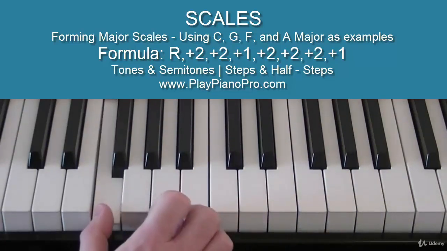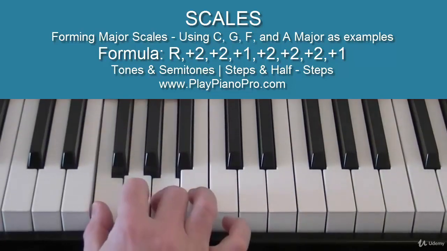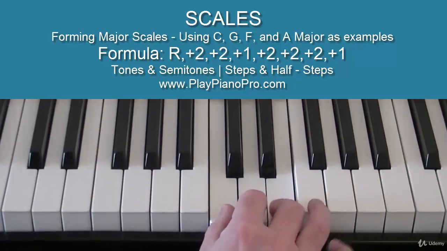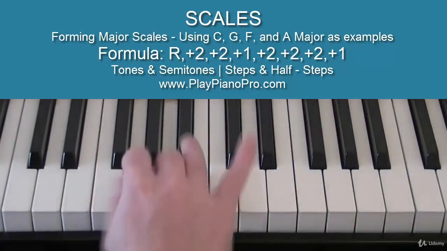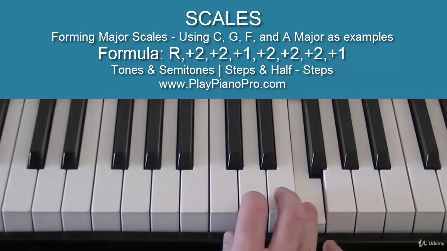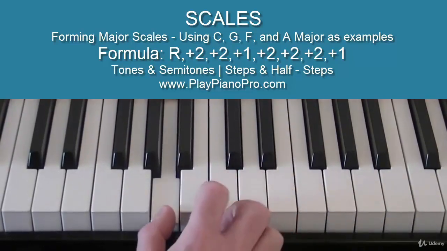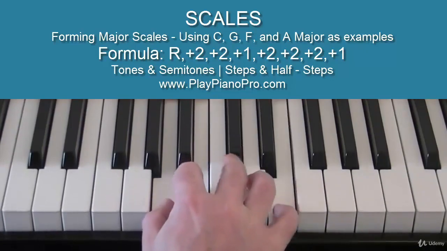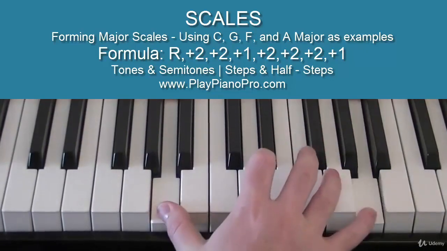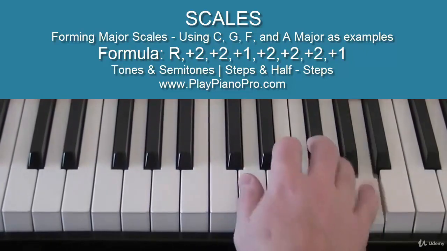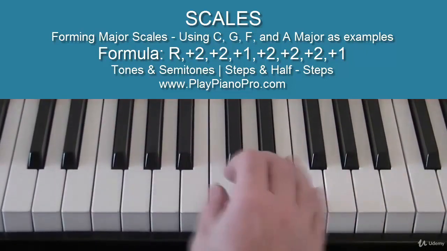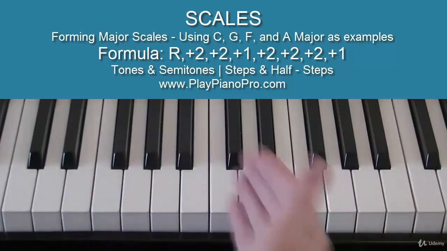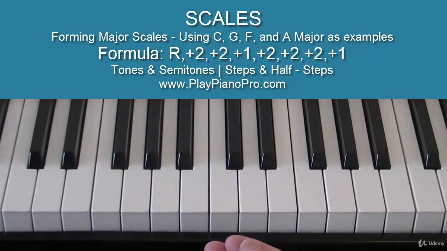Let's try F major. So +2, +2, +1, +2, +2, +2, +1. So it holds true for F. A major, +2, +2, +1, +2, +2, +2, +1. And we could do this for all 12 notes on the keyboard and form our major scale in this way.